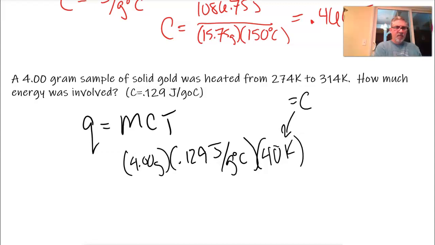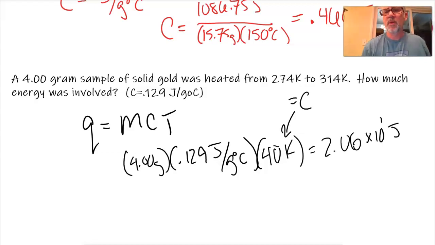So let's do my math here. I got 4 times 0.129 times 40 equals, so I've got that many joules, because remember, during this my grams canceled out and my Celsius canceled out. So I got that many.